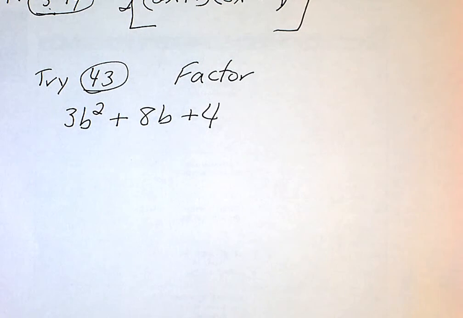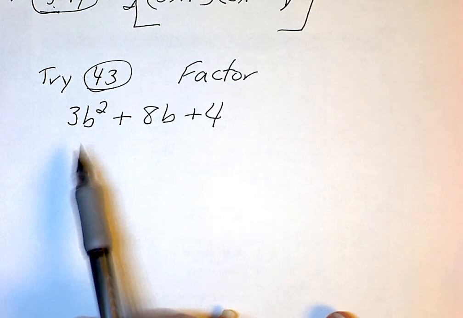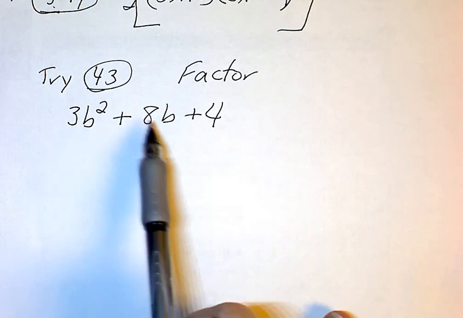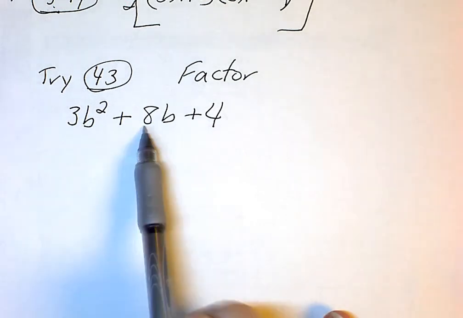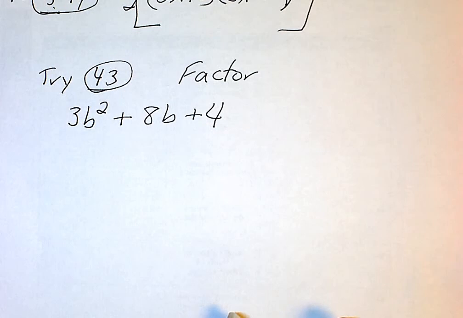Hannah, tell me the first step. What's my first step? Okay, so look to see if there's a number that goes into all three of them. 3, 8, and 4. If it's 1, you don't pull anything out. So there's nothing that goes into all of them. So, Tony, what's my next step?